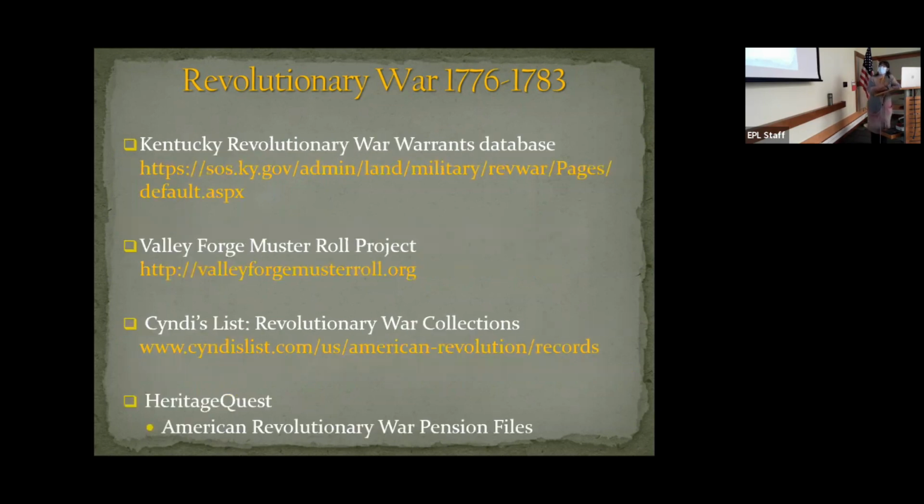Other sites you have available to you, things like Valley Forge's muster list, all the people who were with George Washington at Valley Forge. Kentucky is just one example of states that have put together indexes to their land patents, those military scrip that was given to them to claim, not purchase, it was already theirs, but to claim land that was given to them for their military service. So Kentucky is a good example. Tennessee has one as well.